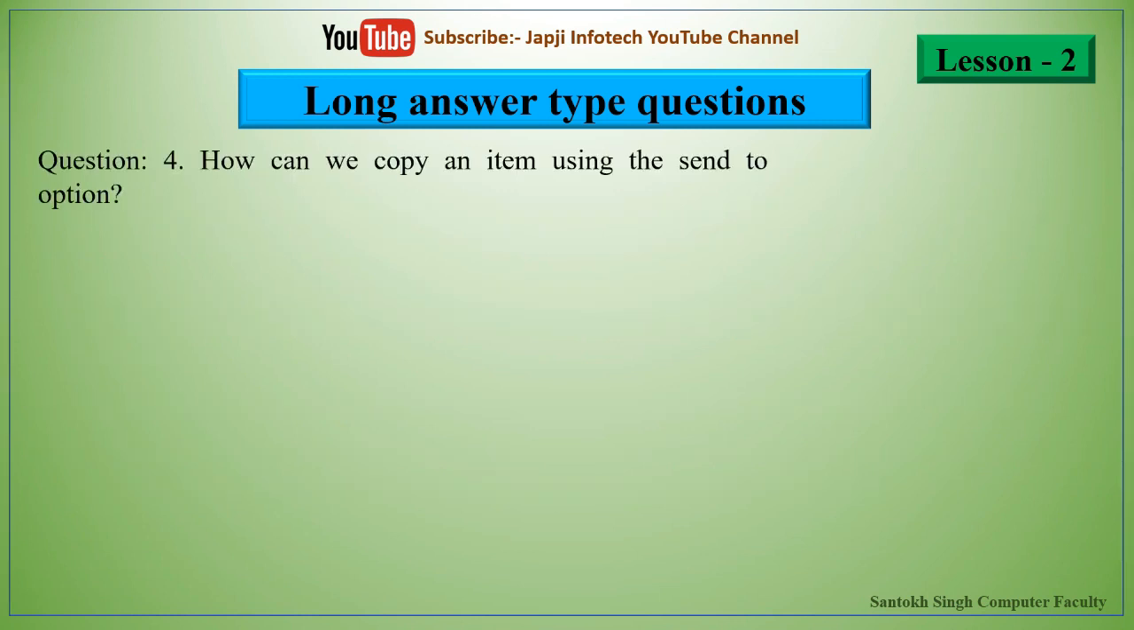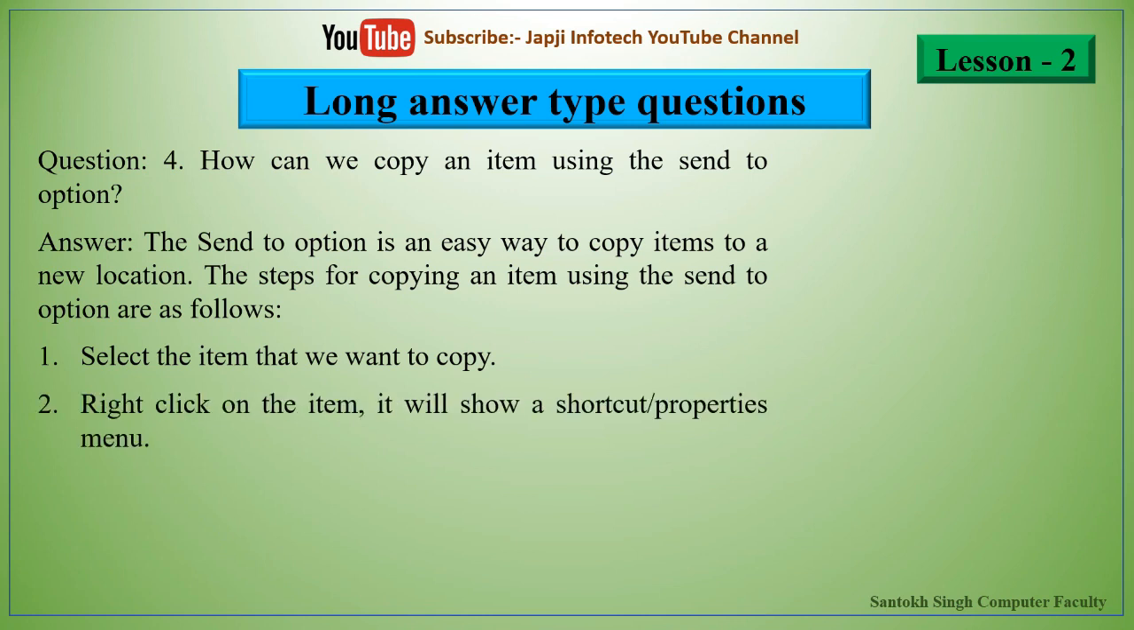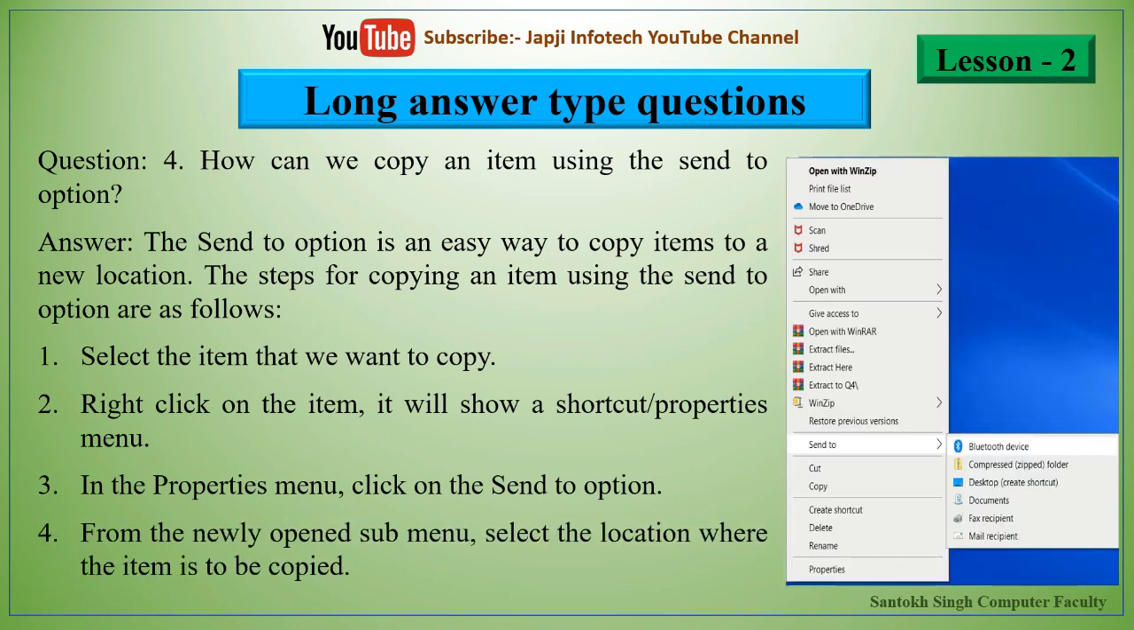So our fourth question is: how can we copy an item using the Send To option? The Send To option is an easy way to copy an item to a new location. The steps for copying an item using the Send To option are as follows. First, select the item that we want to copy. Right click on the item. It will show a shortcut or properties menu. In the menu, click on the Send To option as you see on the right side. From the newly opened submenu, select the location where the item is to be copied.